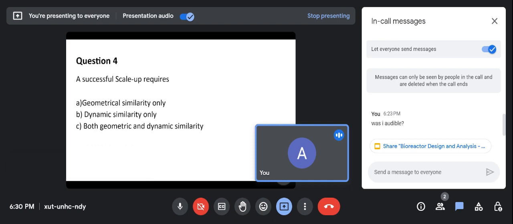a successful scale-up requires which of these following options? Geometrical similarity only, dynamic similarity only, or both geometrical and dynamic similarity. In this case, you have an operation that you have standardized and you want to scale it up. So do you only scale up the operation geometrically, like whatever dimensions of the vessel you had, do you scale that up to the required final value of the product you require? Or do you scale up the dynamic similarity? In this case, things like speed of the impeller, flow rate, or do you do both? So, what do you think the answer is?